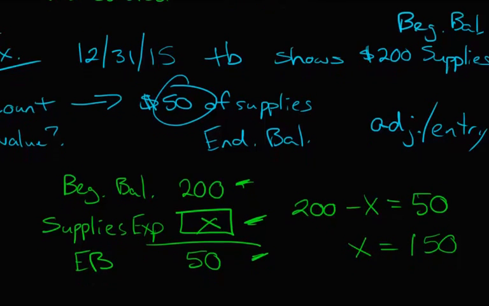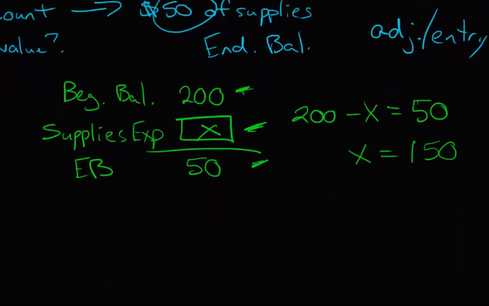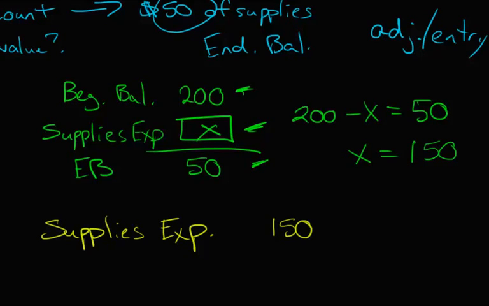Now let's make the adjusting journal entry, because our supplies account is still reflecting on the trial balance this $200 beginning balance. So now we've got to update that. We say, okay, supplies expense. Remember, with an expense, we've used up an asset. That's why it's an expense. So that's 150. Now, what are we going to credit, right? Because we need to make this balance. So we credit supplies.